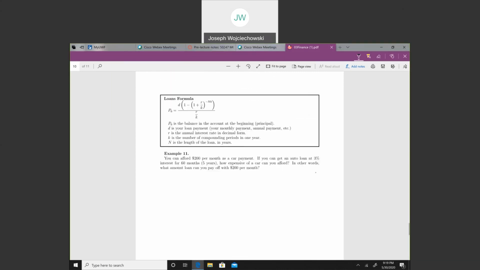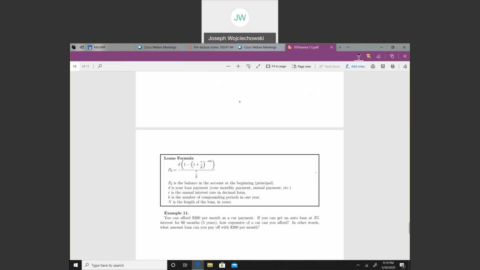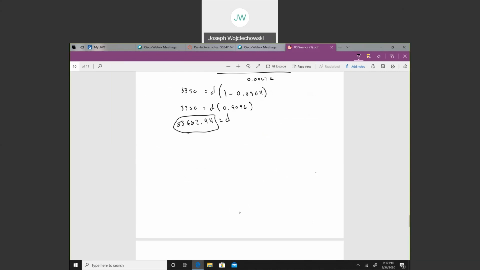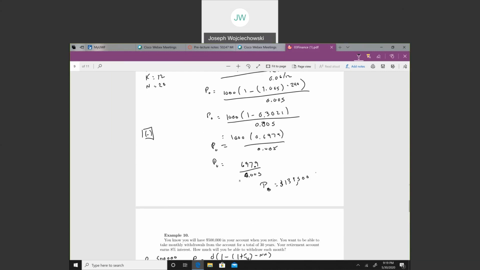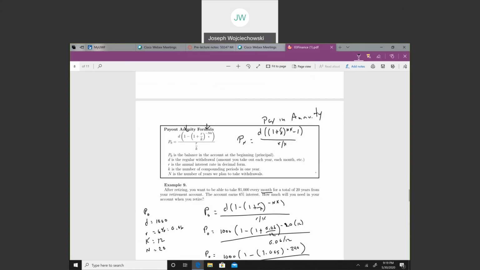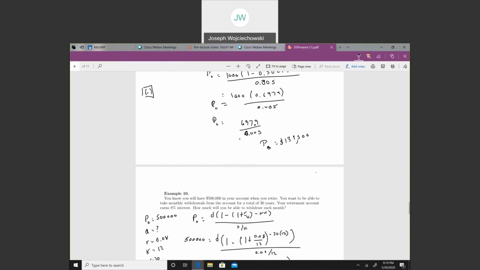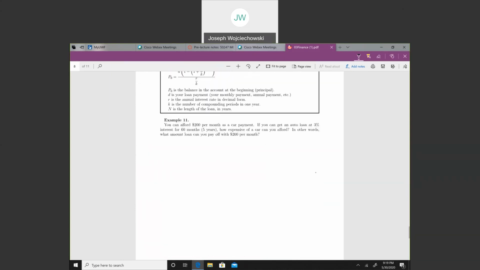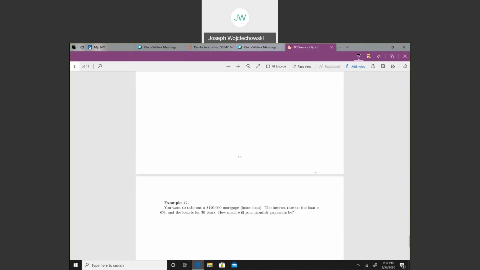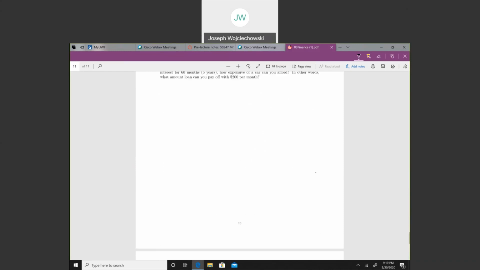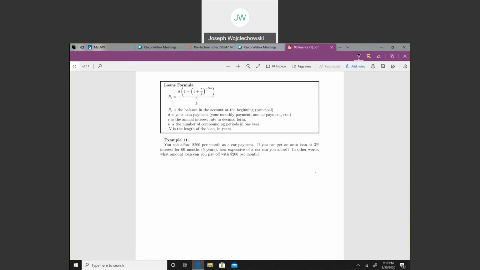So next, we're looking at your traditional loan formula. And surprise, surprise, it is exactly the same as the payout annuity formula. Now, this formula is the loan formula. Your car payment, your mortgage payment, all those things use this formula. Everything's the same. So let's see how this works.